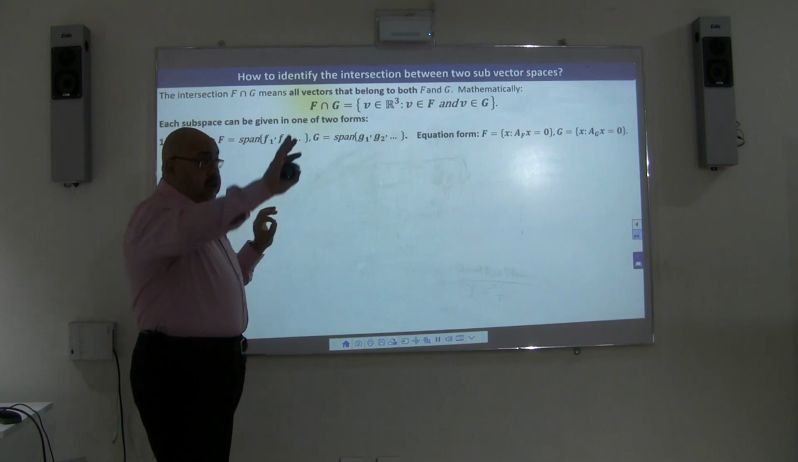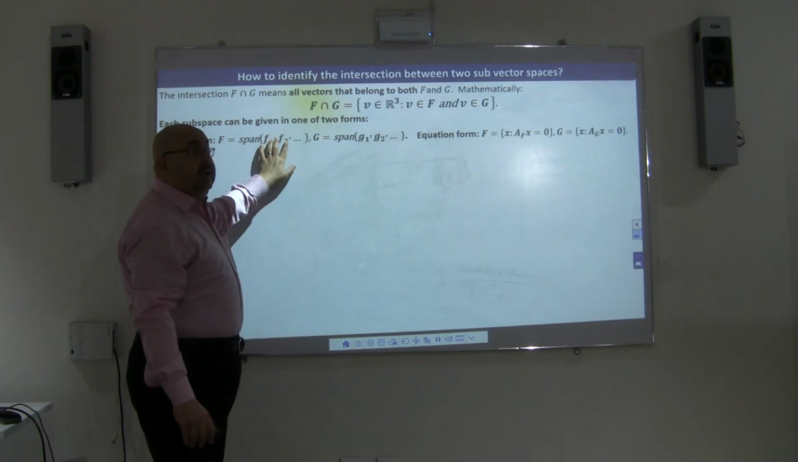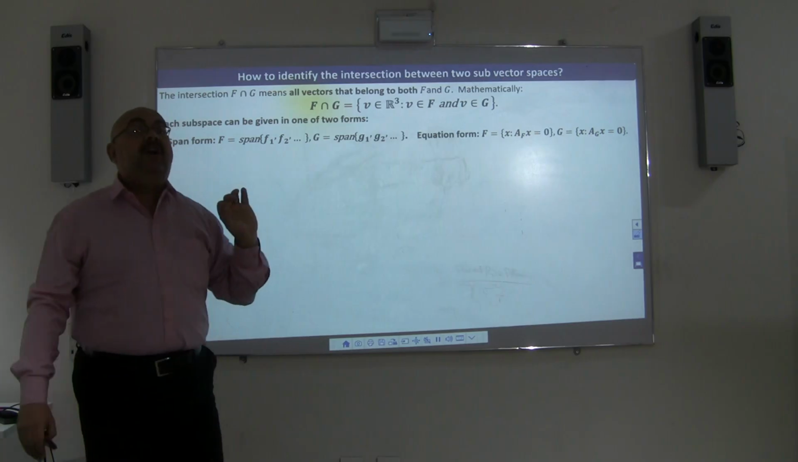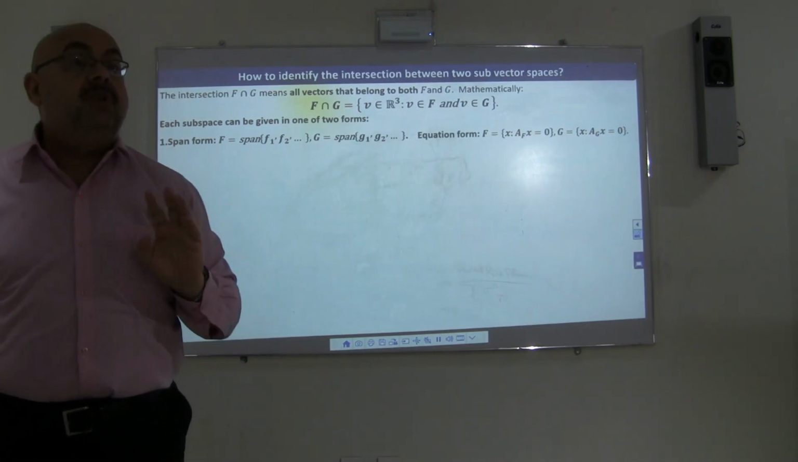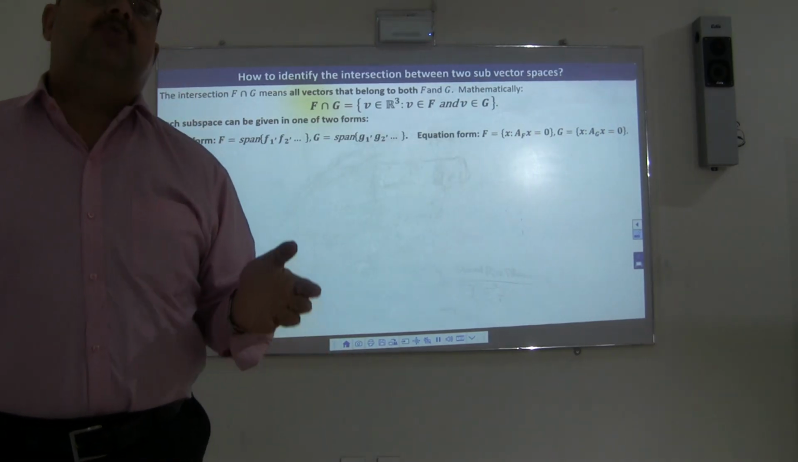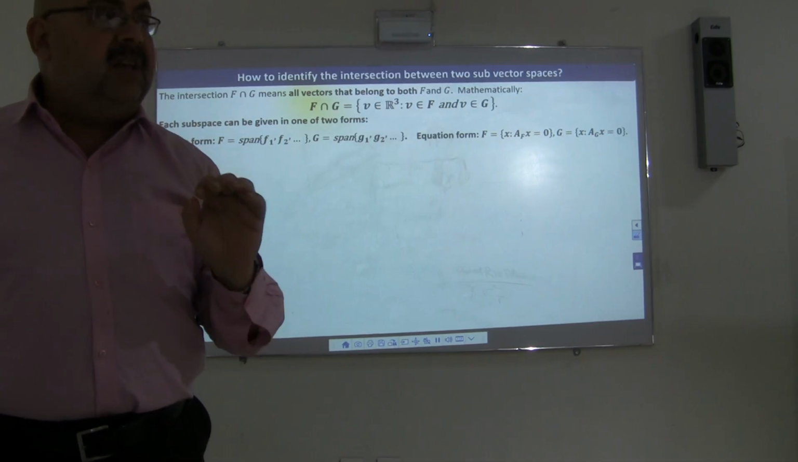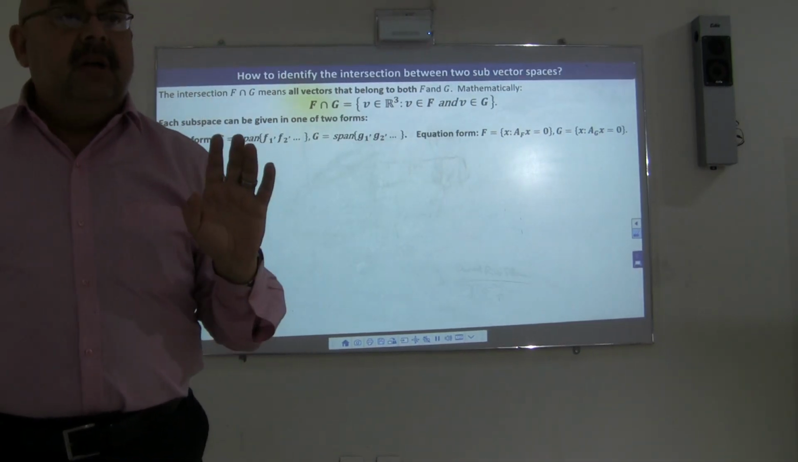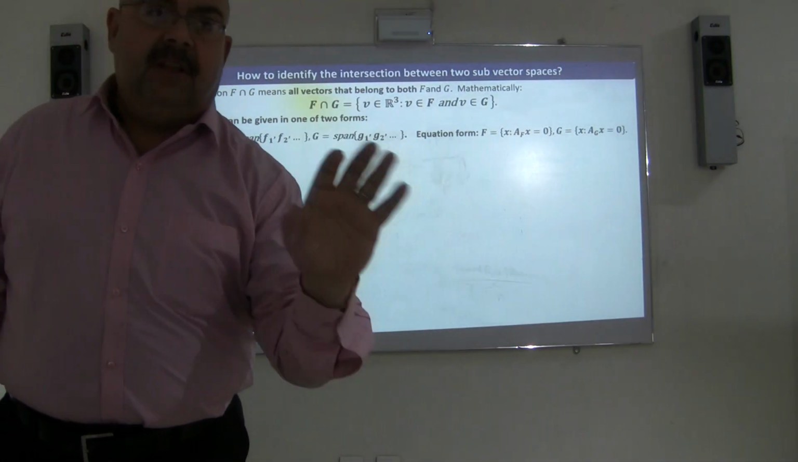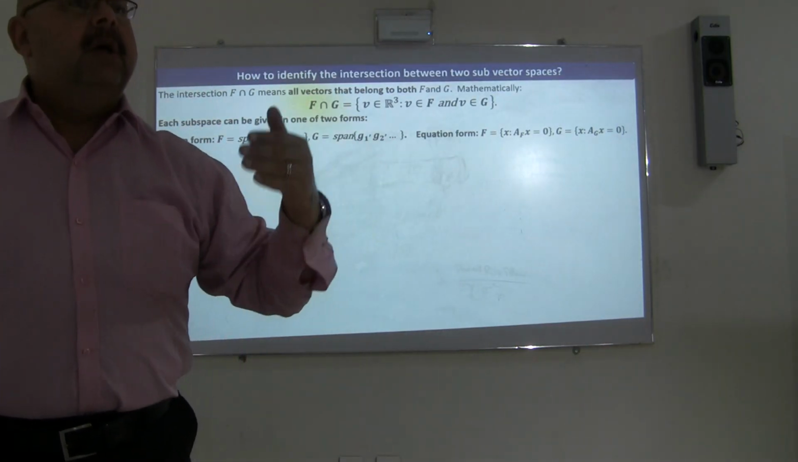There is no condition that these generators are linearly independent, so some of them may be dependent. This is what's called span. The basis is the minimum set that is independent and generates the vector space.